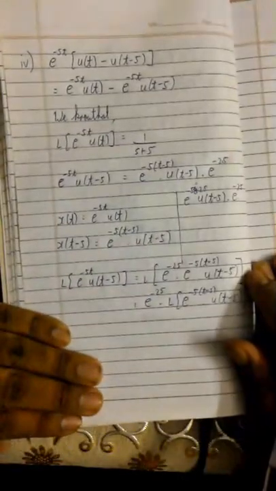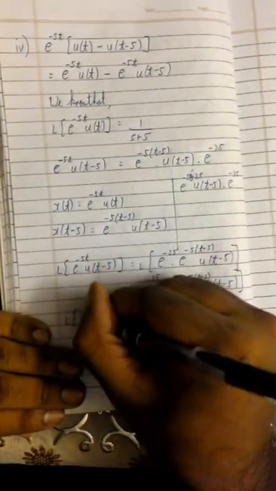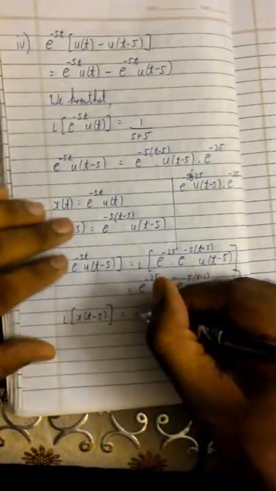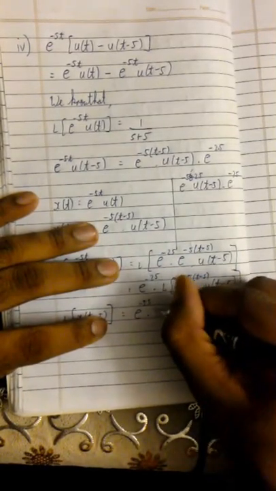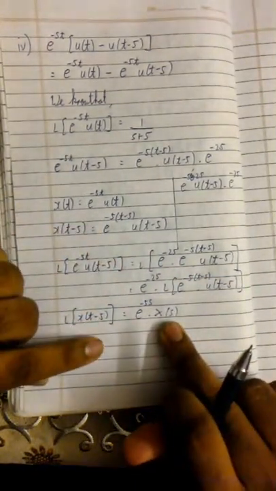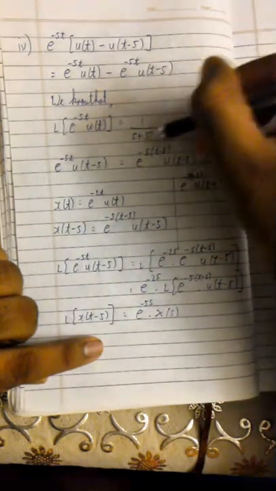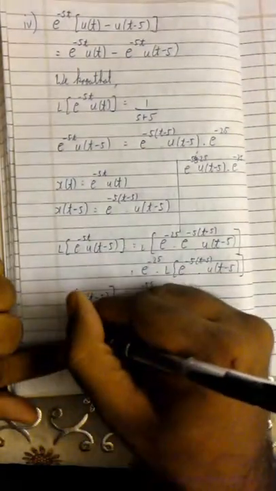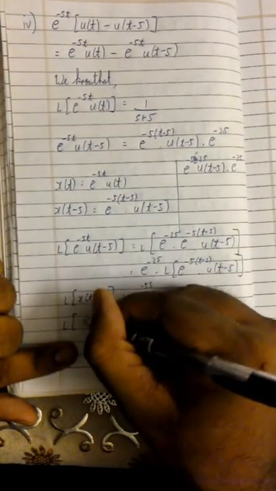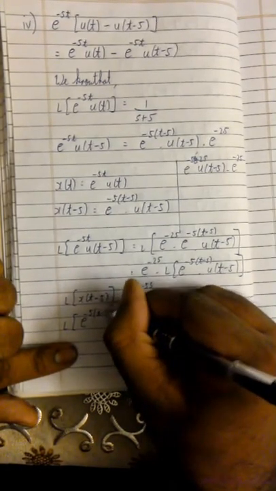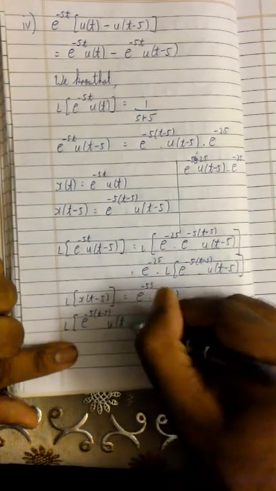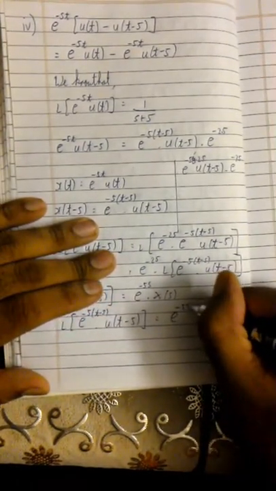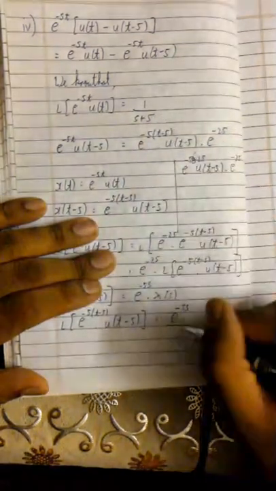We know that the Laplace transform of x of t minus 5 is nothing but e raised to minus 5s into X of s. This is your X of s over here. So the Laplace transform of e raised to minus 5 times t minus 5 into u of t minus 5 is equal to e raised to minus 5s into, what is your X of s? X of s is 1 by s plus 5.